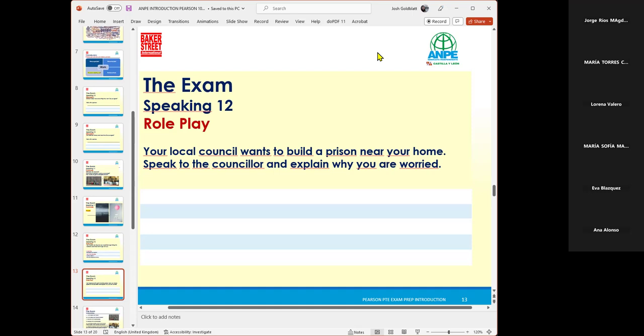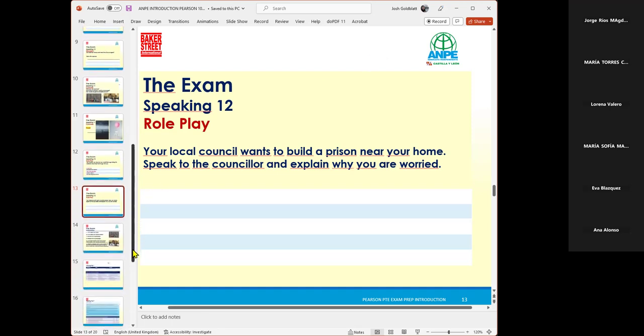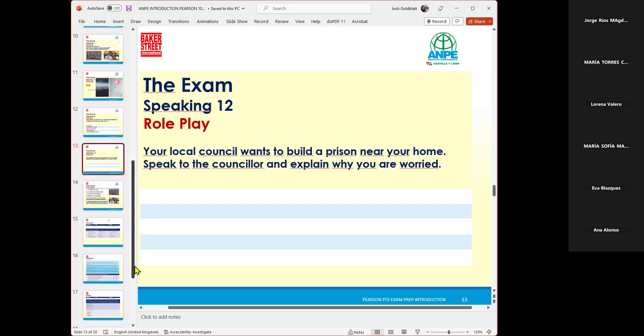Okay. Well, what we will do is we're going to build the prison because we need a new prison. But you know, maybe you can move to a different town. What do you think? I don't know. I prefer the prison to be in another city. In another city. Okay. Well, we will discuss this at the next meeting at the council. Okay, thank you.